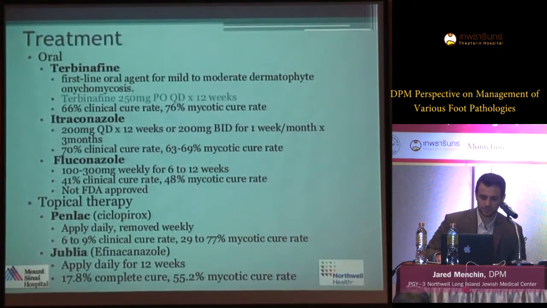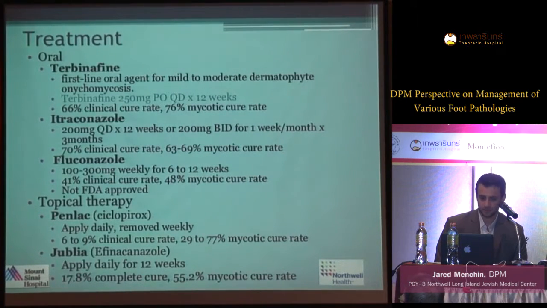So once you have a diagnosis, then you're going to want to treat. The gold standard at this point, what we do most commonly, is terbinafine, also known as Lamisil. This has been shown to have the best clinical cure rate and mycotic cure rate. The clinical cure rate is just going to be a clean nail, so the patient's going to look relatively normal. And a mycotic cure rate is going to be negative cultures and a negative PAS stain. So that has to do with the recurrence of the fungal infection. Terbinafine is given as 250 milligrams once a day for 12 weeks.